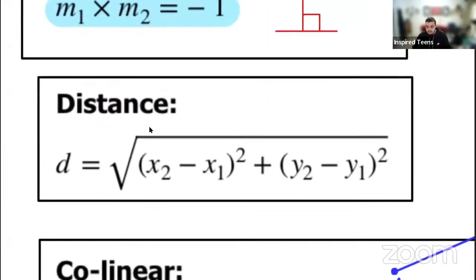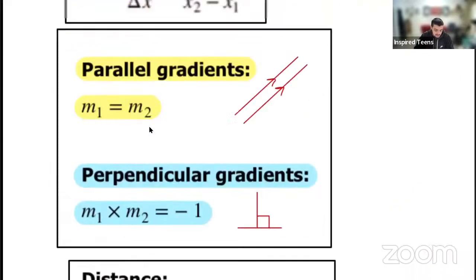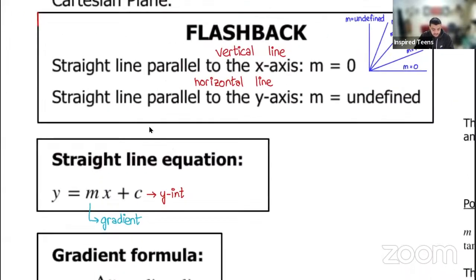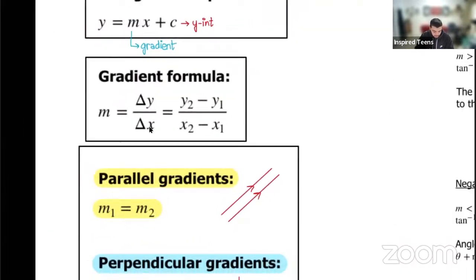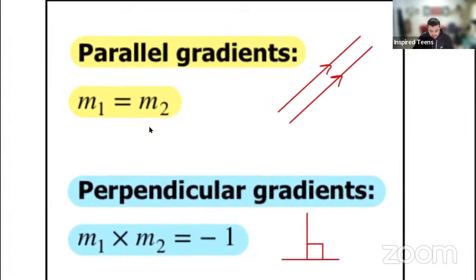Then we talk about the distance formula. Distance is equal to the square root of (x2 minus x1) squared plus (y2 minus y1) squared. So these are given, right? Distance is given, gradient is given, straight line equation is given. Okay, obviously this is not given.